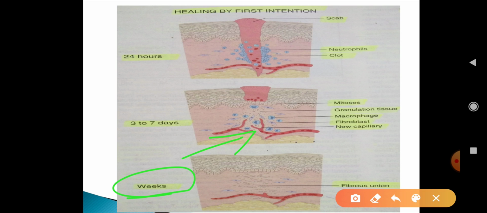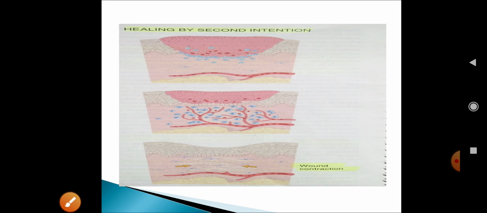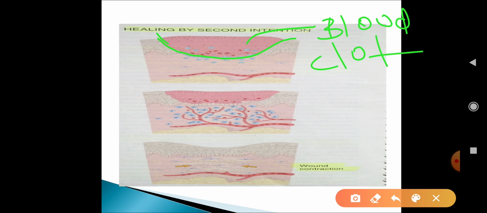And gradually within a few weeks there will be complete restoration of the epidermis. You can see the epidermis is completely restored, and there is less scar. Clear? But now I will show you the figure of secondary union. Just see here how it looks. It's a very infected large wound. You cannot take suture here because it is an infected wound. So here you can see the blood clot. Clear? This is the blood clot, or we can say scab.